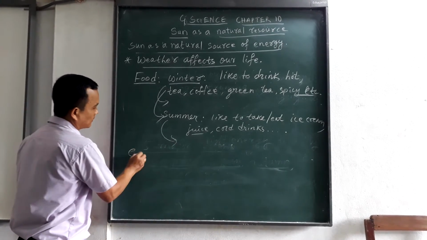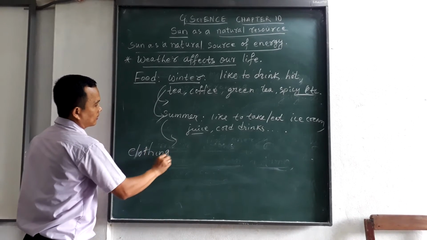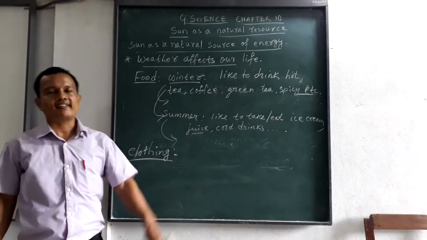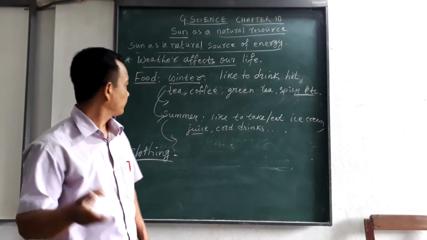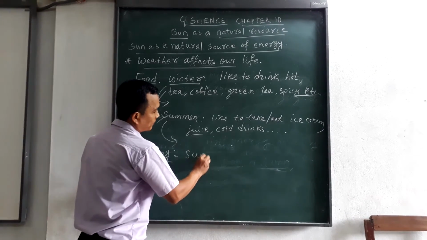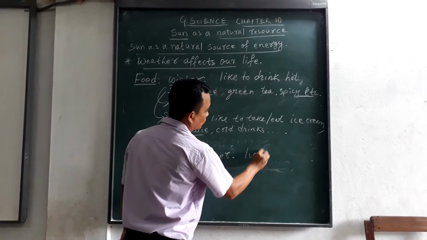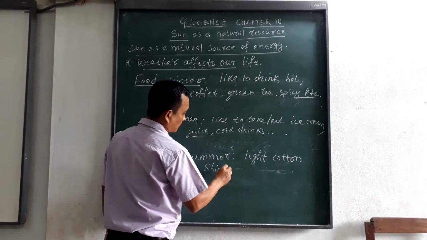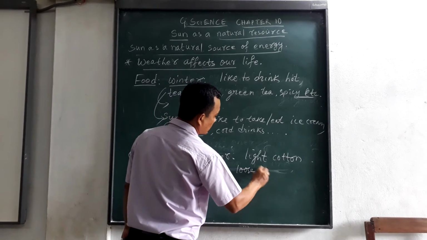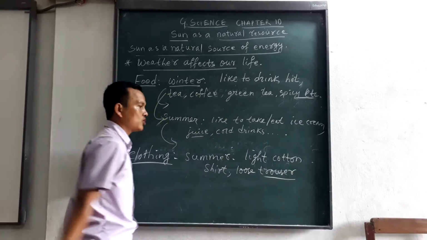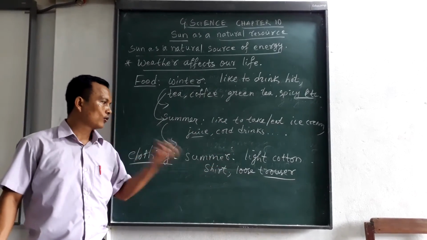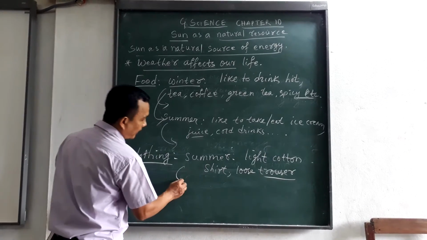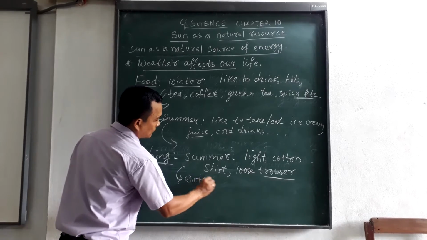And now let us come to the next, that is clothing. After food, the clothing habit, due to the change in weather, always changes our way of clothing. Especially in summer, what do we like to put? Light cotton clothes, like a light cotton shirt or loose trouser. In another word, trouser is pant, long pant. All these things we like to put during summer because we want the air to be free on our body.